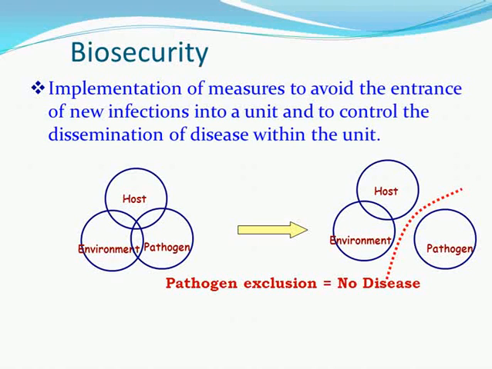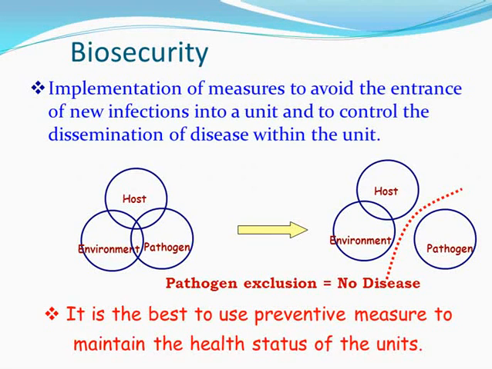Biosecurity is the implementation of measures to avoid the entrance of new infection into a unit and to control the dissemination of disease within units, as well as to avoid spreading of infection to other units. Implementation of biosecurity measures will help to protect the facility from disease introduction, and the biosecurity audit is a very useful tool to examine how well those measures are executed.